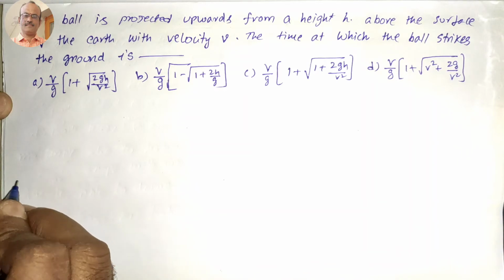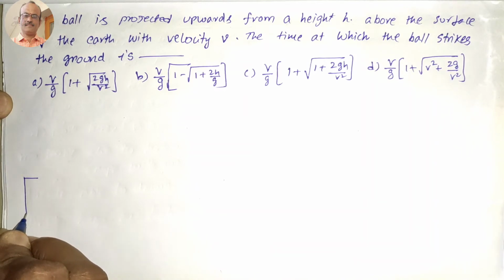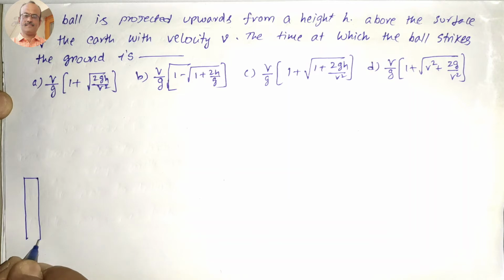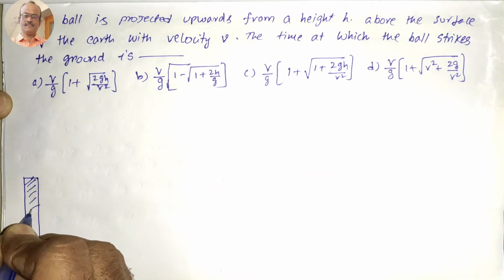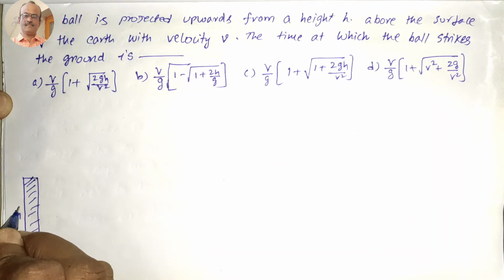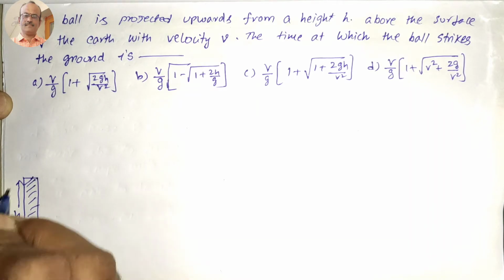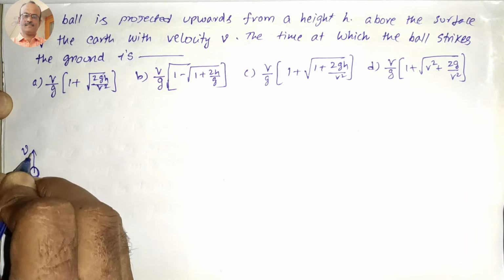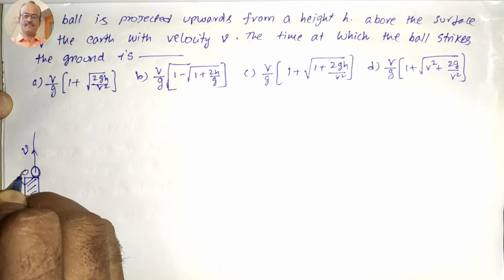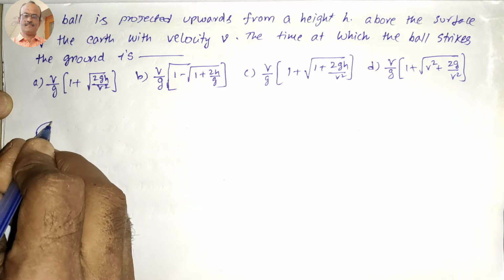So here, first of all, it is from a certain height h. From there, a ball is projected with velocity v from the point O.